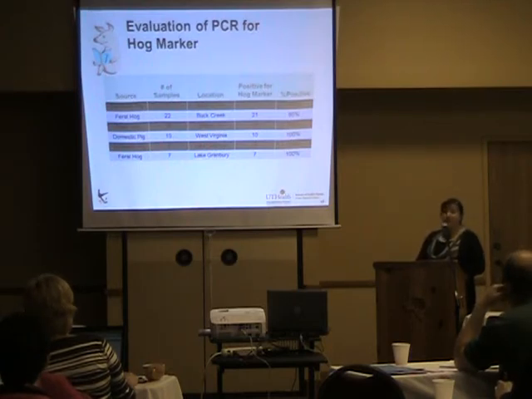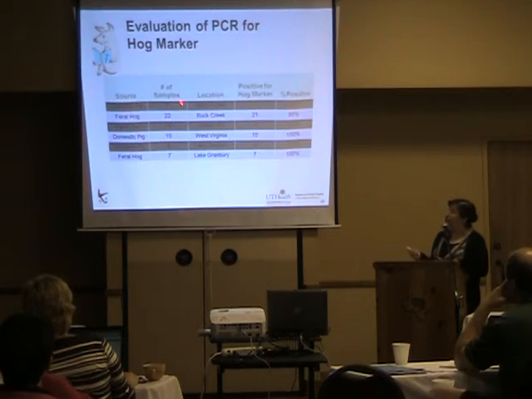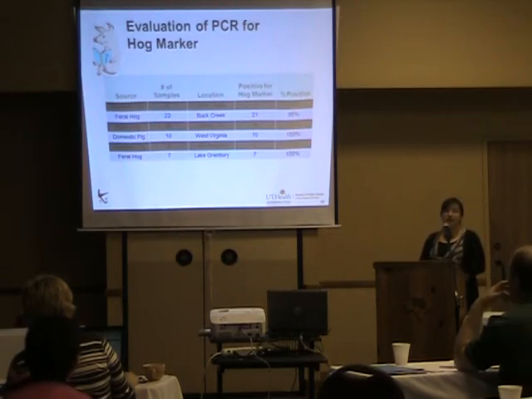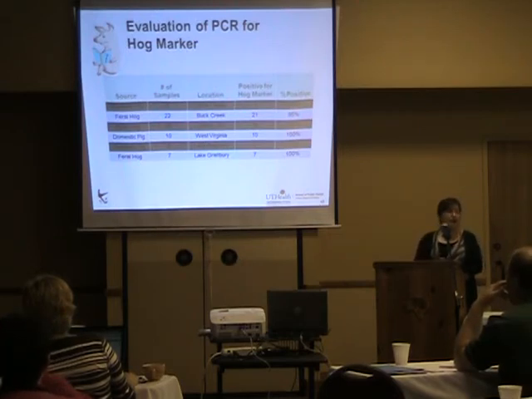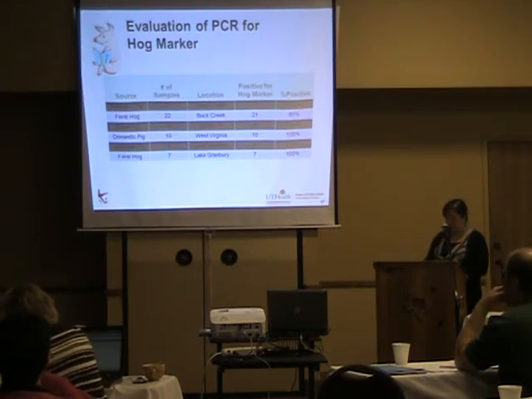We did use a modified PF163 assay to see if it would differentiate or detect domestic pig as well as feral hog. We tested various samples from these different locations, and we found that about 100% of the time the marker did detect domestic pig as well as feral hog.